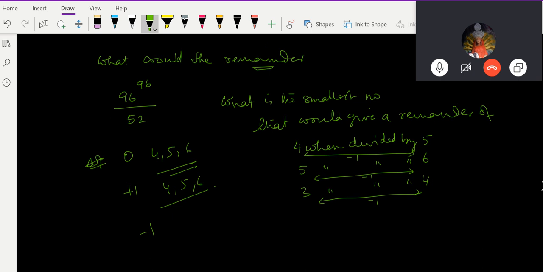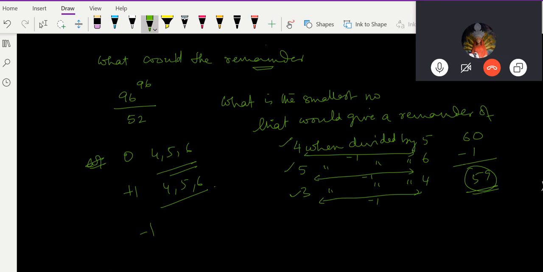So you find the LCM, which is 60, and simply subtract 1, giving 59. This is the number which will give you 4 when divided by 5, 5 when divided by 6, and 3 when divided by 4. Clear? Yes, sir. Is it clear? Yes, sir.